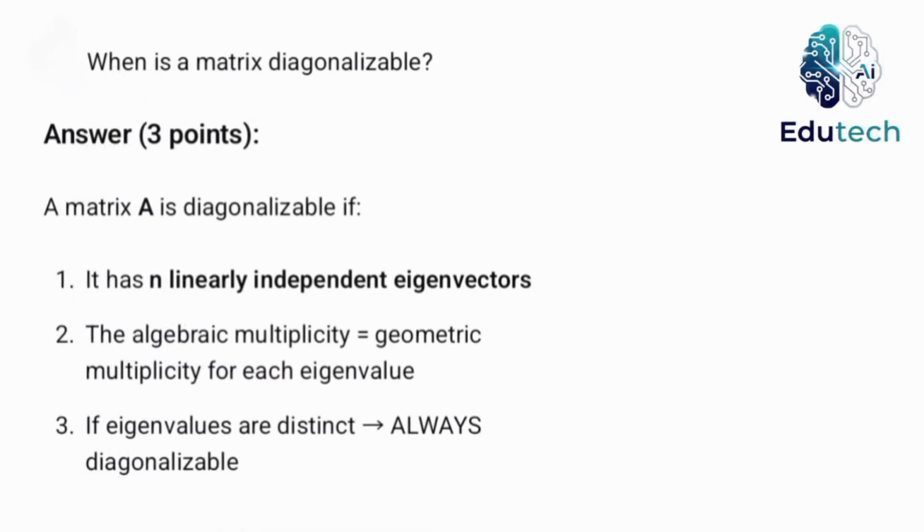Is a matrix diagonalizable? A matrix A is diagonalizable if it has n linearly independent eigenvectors. The algebraic multiplicity is equal to the geometric multiplicity for each eigenvalue. If eigenvalues are distinct, it is always diagonalizable. So we can move on to the next question.